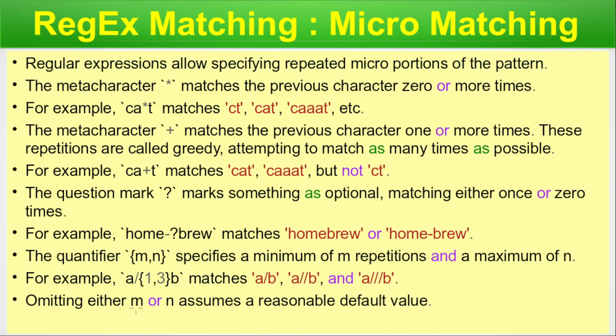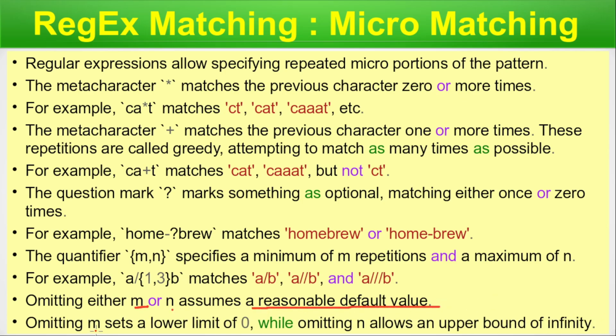Omitting either m or n assumes reasonable default value. Omitting m sets the lower limit to 0, while omitting n allows the upper bound to infinity. That means if we do not give m, it means 0 to n, and if we do not give n, it means that we are starting from m, it can go up to infinity. So these are the micro matching factors which you can use in regular expressions. We are done discussing this, so let's move on to the next slide.